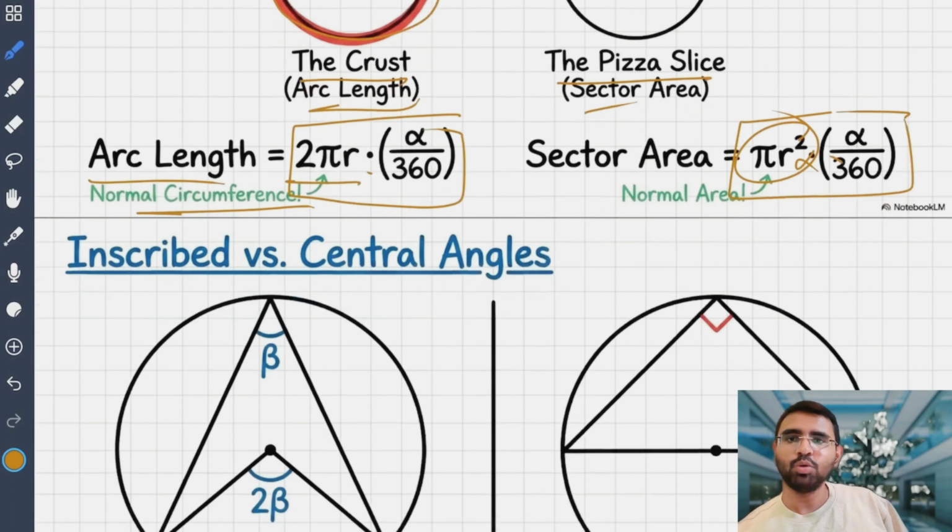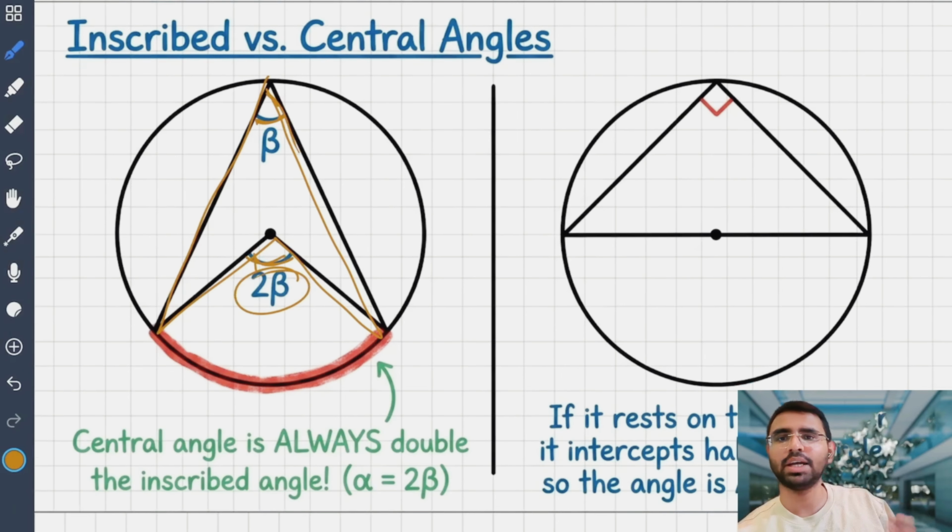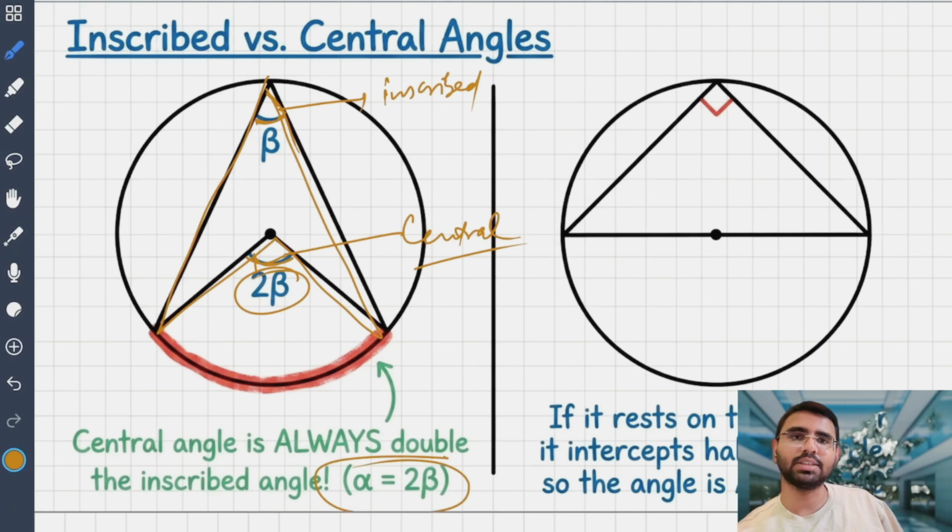Simple. Coming to the inscribed and central angles in a circle. So for example, this is a diagram made. This angle is beta. So this will be 2 beta, 2 times the beta angle. So central angle is always double the inscribed angle. This is known as the inscribed angle, and this is the central angle. Okay, so central angle is always double the inscribed angle.